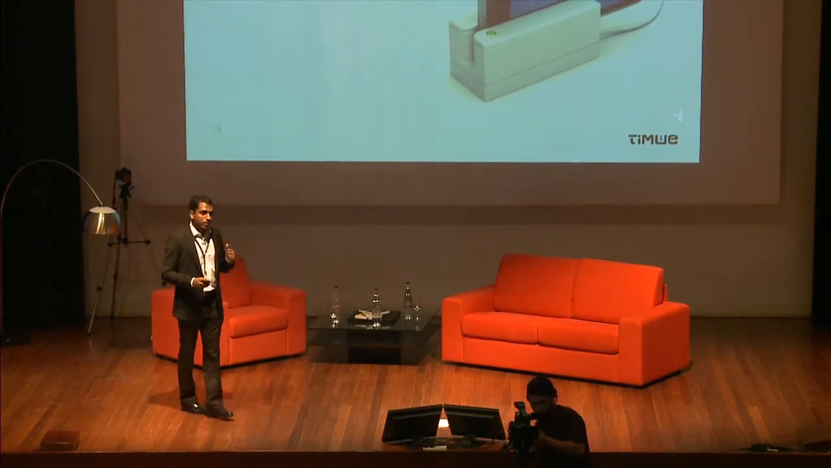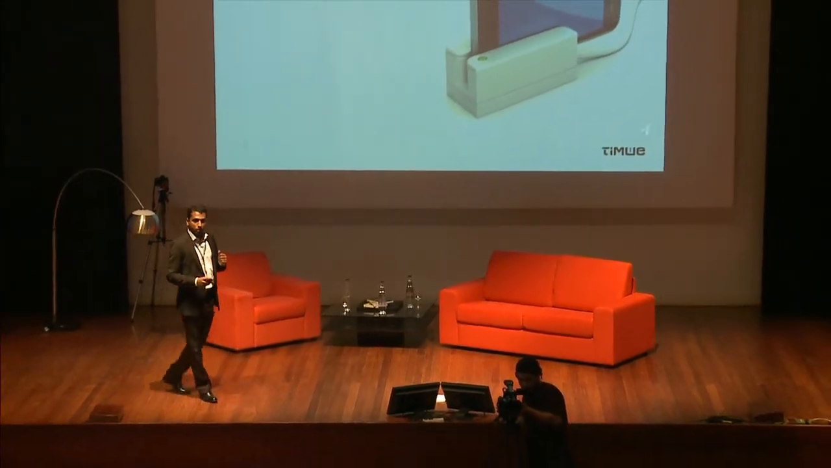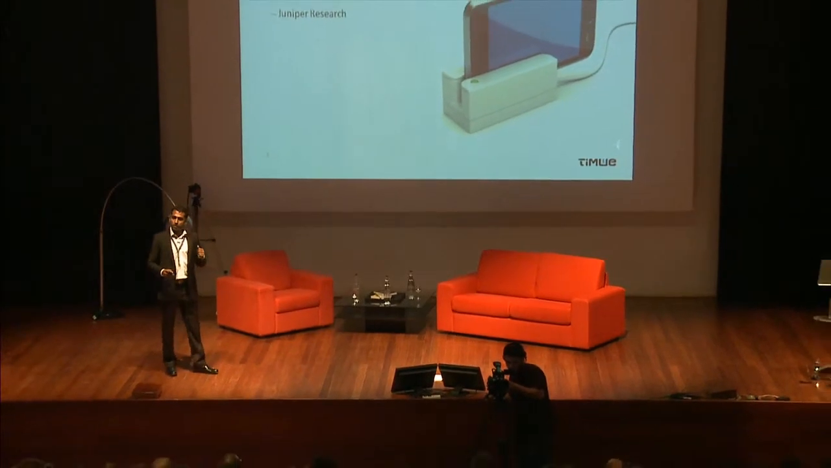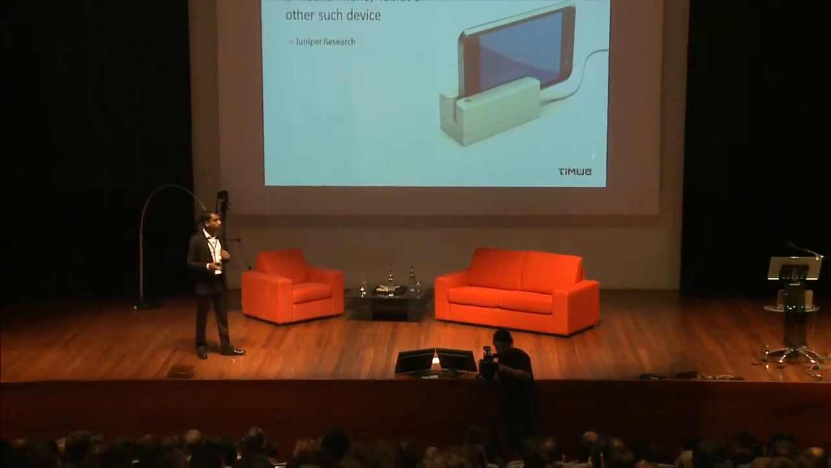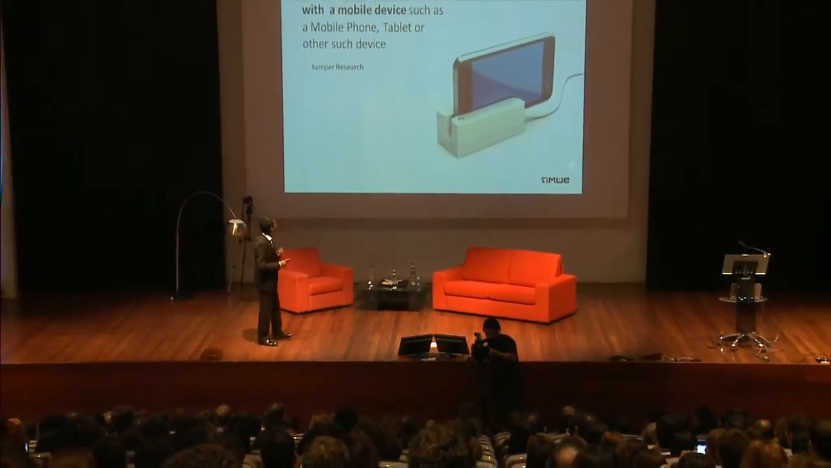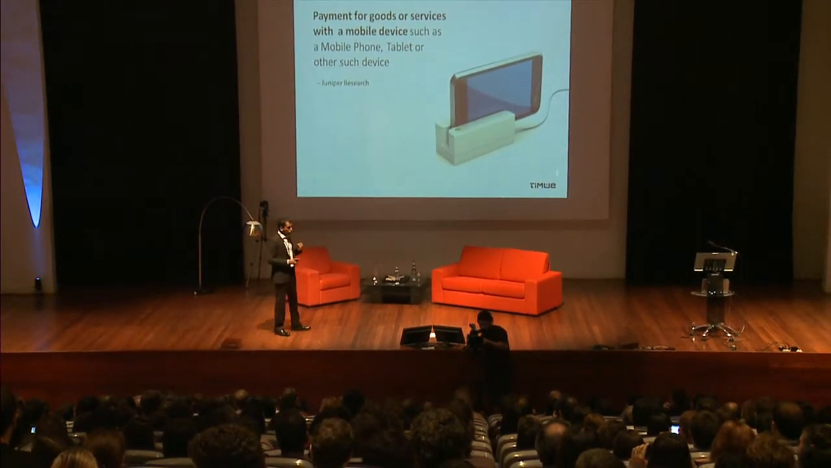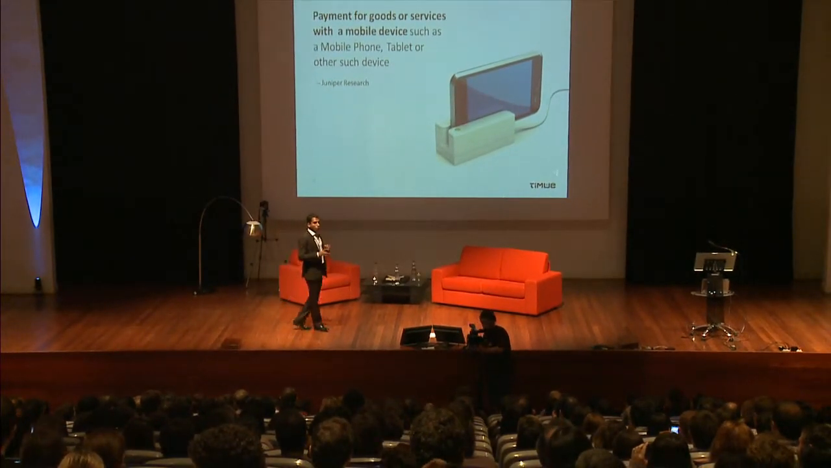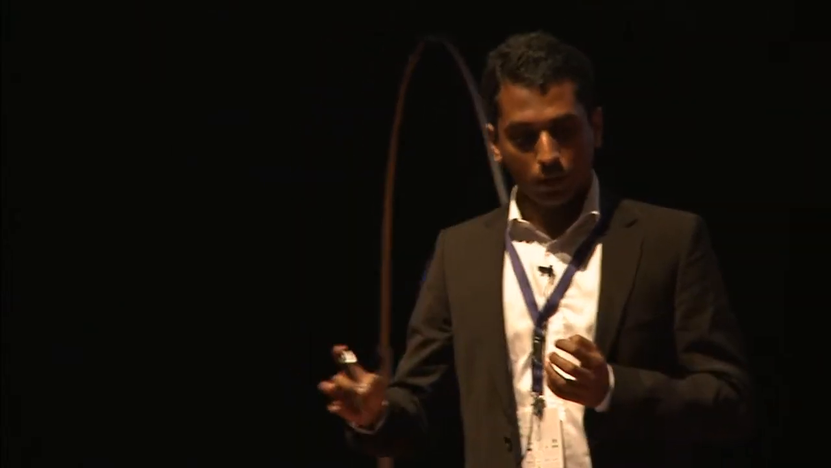I like this definition that Juniper puts on its research because I think this is the most precise one in my opinion. I'm just going to read it out for you. It says, payments for goods or services with a mobile device, such as a mobile phone, tablet, or any other such device. Anywhere you use a mobile to make a payment, it's considered a mobile payment.